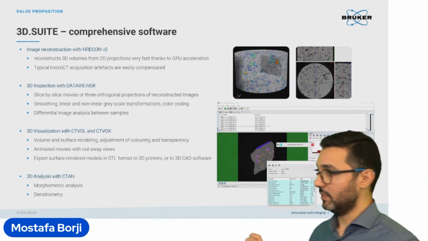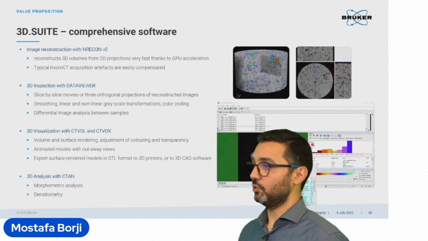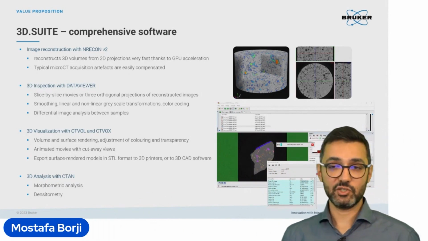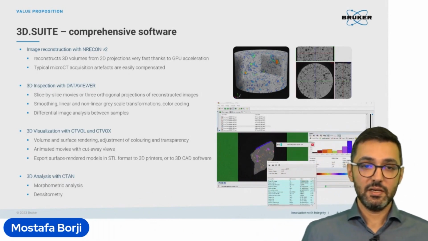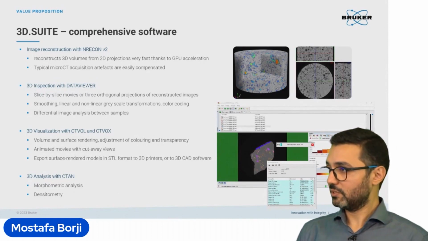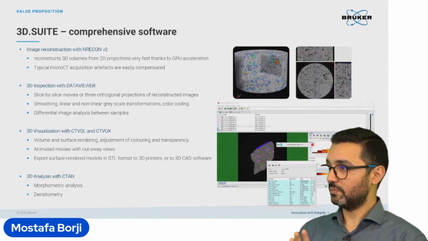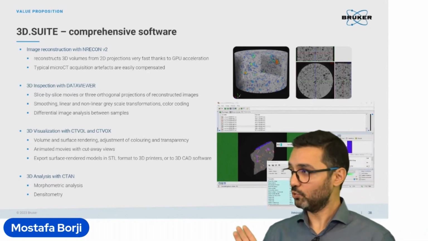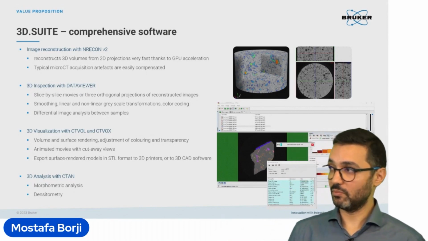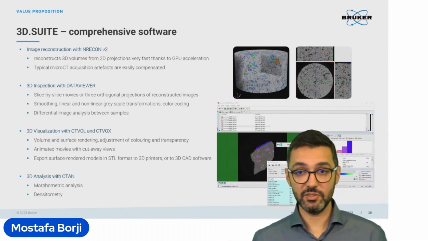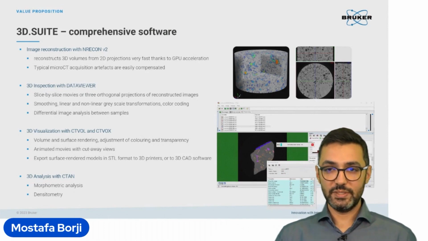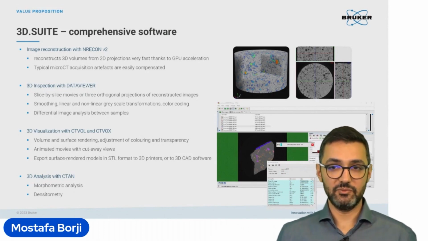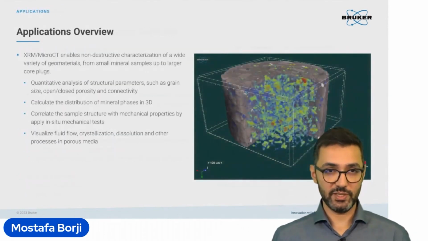And last but not least, CTAN is used for the CT image analysis and image processing. There are many parameters that we can measure by using this software, for example, morphometric analysis and densitometry, and so on. I will show you a few examples of what kind of measurements we can do in there.